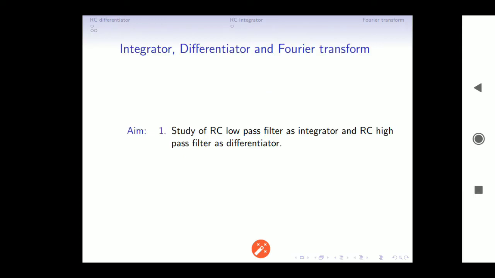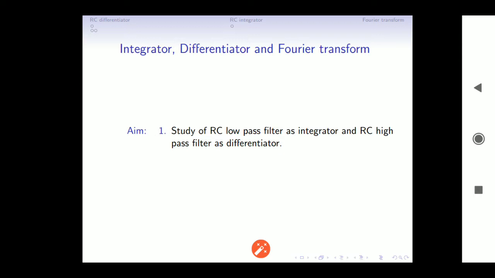Now this particular experiment has three parts: construction of an integrator circuit, a differentiator circuit, and Fourier analysis of signals through Fourier transform. The aim of this experiment has two parts. First part is the study of RC as an integrator and RC as a differentiator. Any low pass RC circuit acts as an integrator and a high pass RC circuit acts as a differentiator.